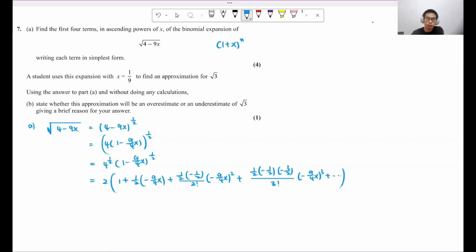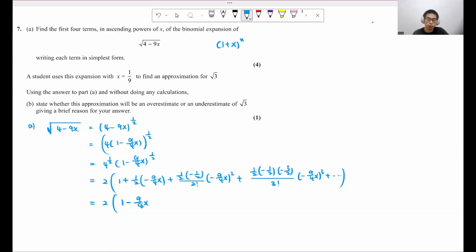Since we only need the first four terms, 1, 2, 3, and 4, we already have what we need. So now we just have to simplify it. So 2 and then in brackets, 1 stays the same. And the next term is just 1 over 2 times the bracket negative 9 over 4. So that would be negative 9 over 8x.